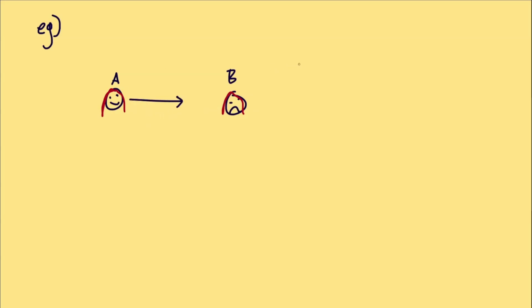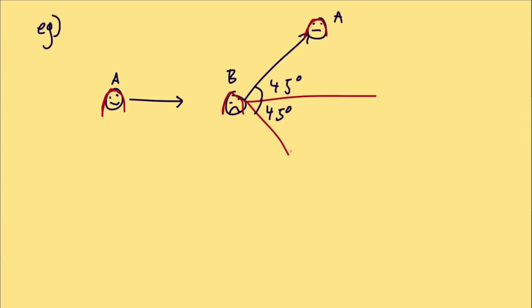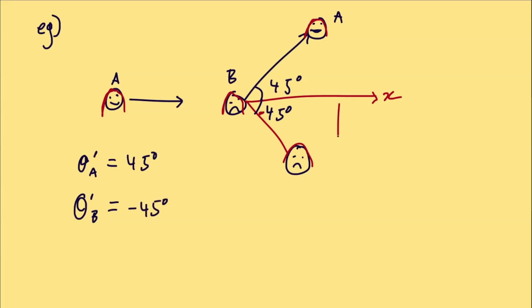And they collide, they crash into each other. Girl A flies off at an angle of 45 degrees in this direction. Girl B does the same thing, but in the other direction, at the same angle. And this is all relative to the x-axis. So because A is going above and B is going below, then the angle of A after the collision is 45 degrees, but the angle of B after the collision is negative 45 degrees because it's going down.